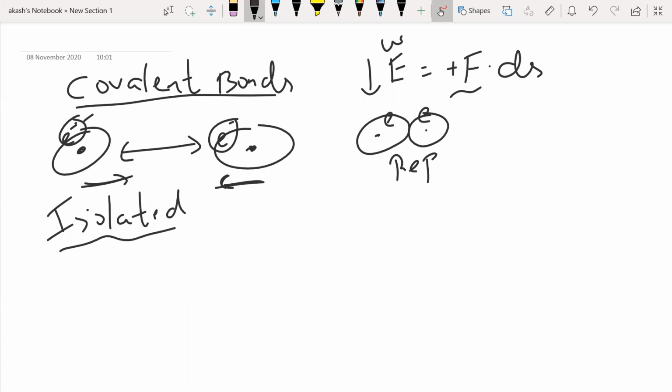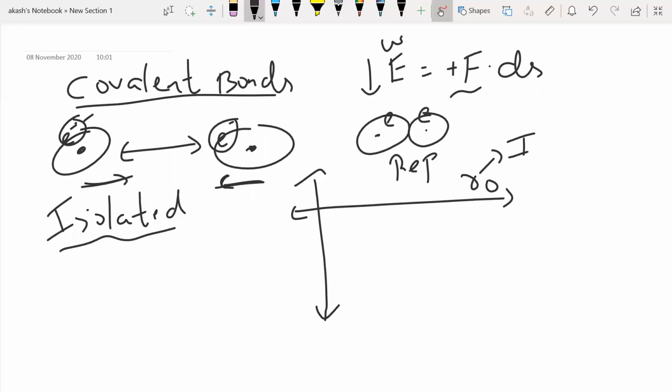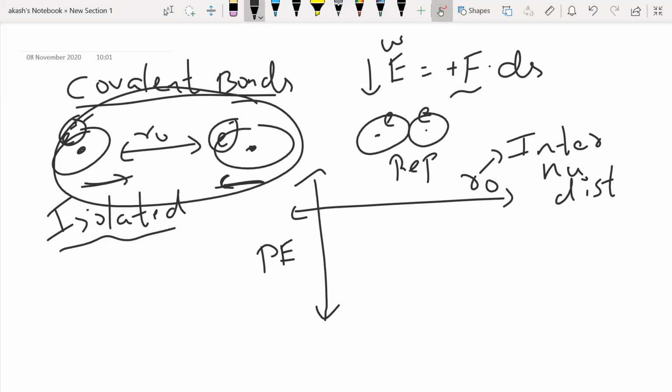Now, if I put all this, whatever I told you, in the form of a graph, this is how it's going to look. So I have the y-axis and the x-axis. In the x-axis, I'm going to put R naught. R naught is the internuclear distance, basically the distance between the atoms. And here in the y-axis, I'm going to have potential energy, as simple as that, the energy of the system. The system, in the sense, is both the atoms put together. Is that cool?